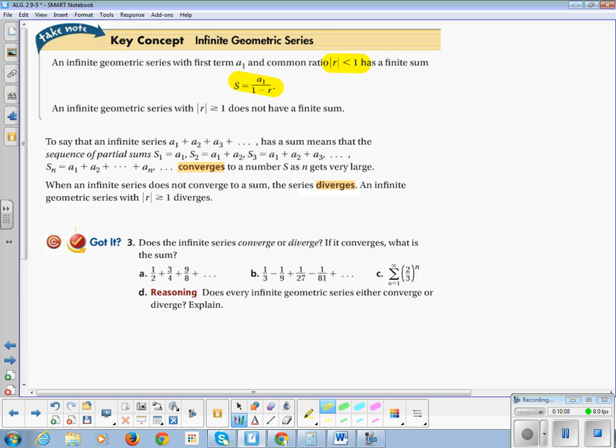So to say that an infinite series, a1 plus a2 plus a3, has a sum means that the sequence of partial sums, s1 equals a1, s2 equals a1 plus a2, s3 equals a1 plus a2 plus a3, and so on, converges to a number s as n gets very, very large. When an infinite series does not converge to a sum, the series diverges. An infinite geometric series with r greater than or equal to 1 diverges.